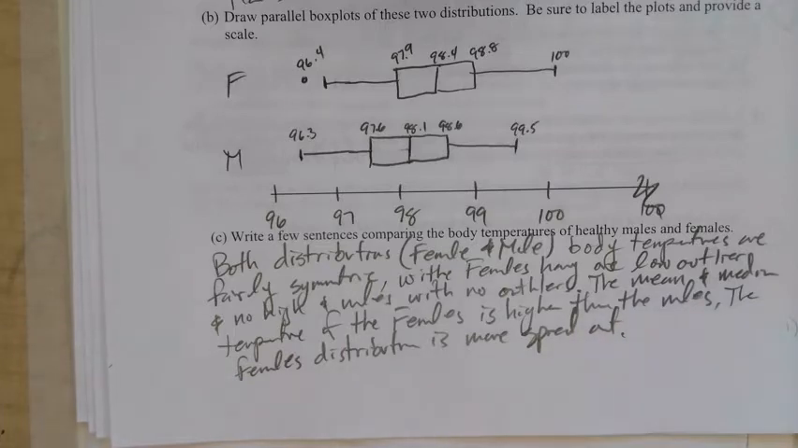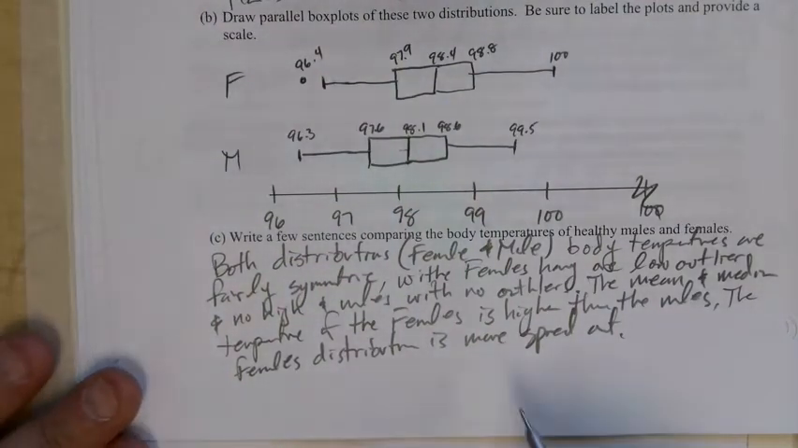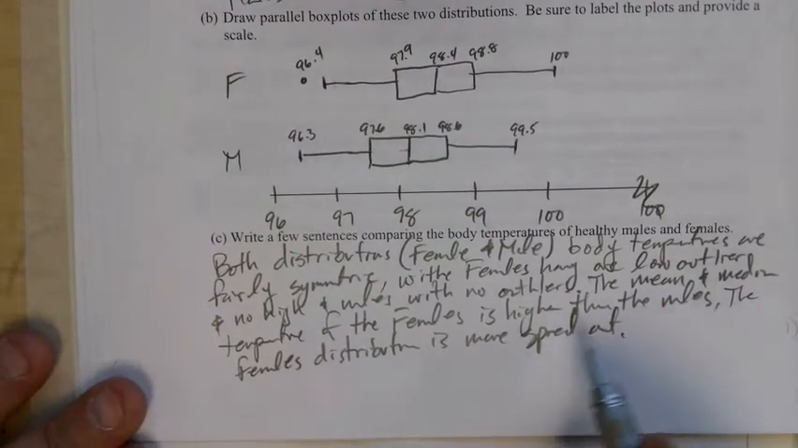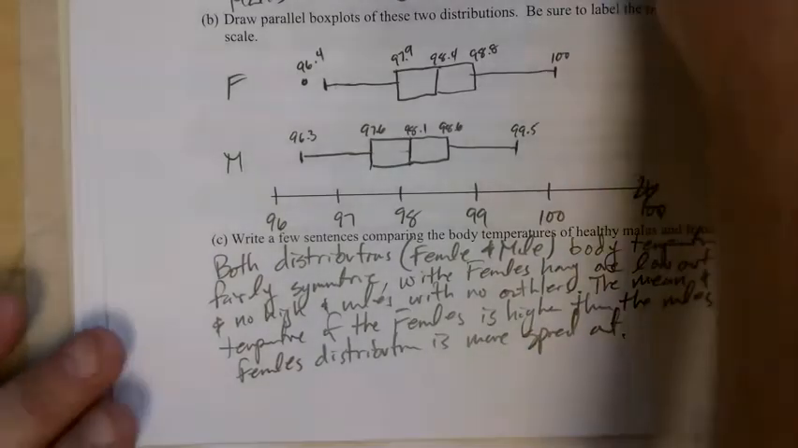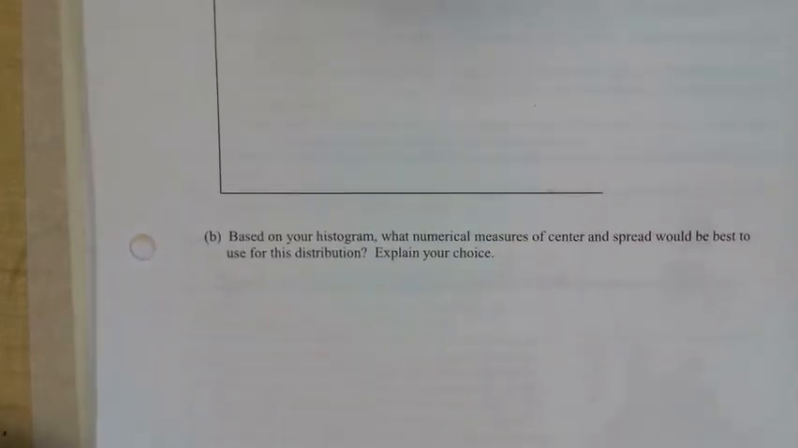Shape, outlier, center, spread, and I've got context. That's it. Okay? And every time you can compare in that, more spread out. The mean is higher. That's it. Okay? Whew. Next question.